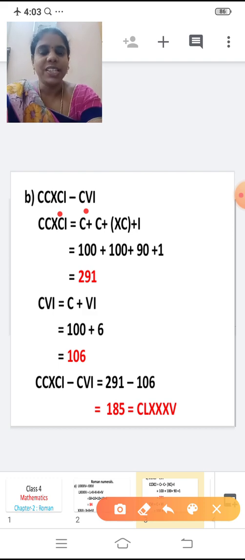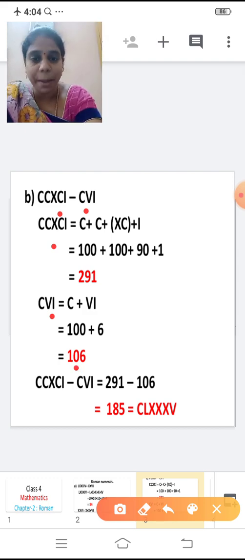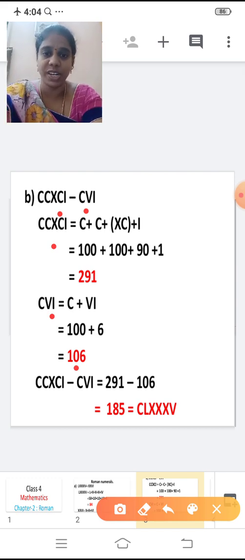So now take the first one and change that into an Indo-Arabic number, and take the second Roman numeral and also change that into an Indo-Arabic number. Now you're going to subtract these two. You will get one answer, right? That answer you're going to change again into a Roman numeral. Shall we see that now?